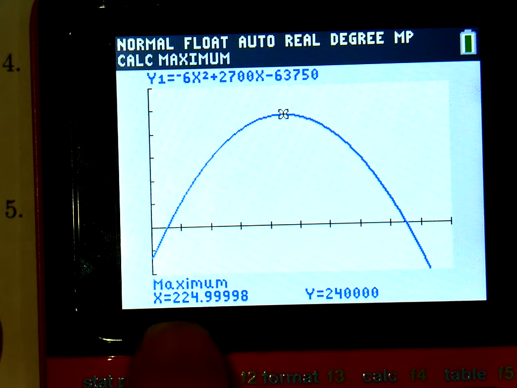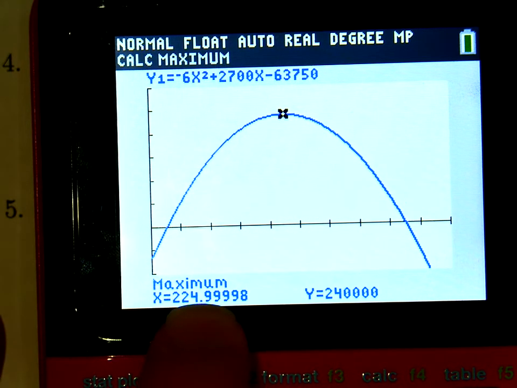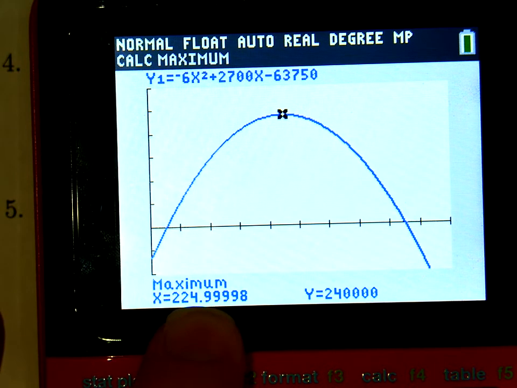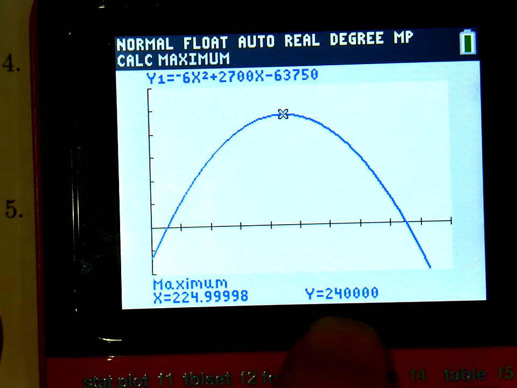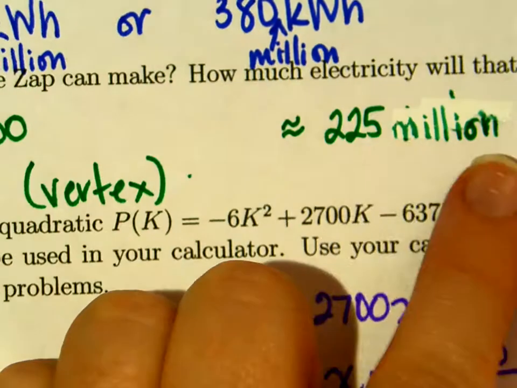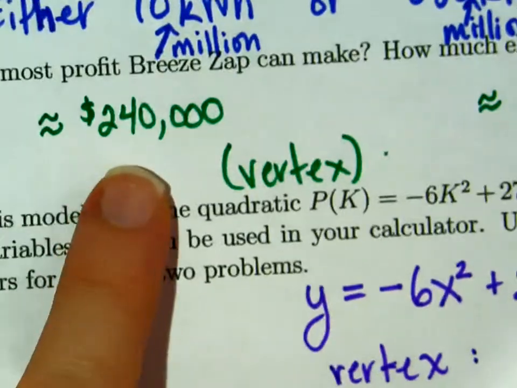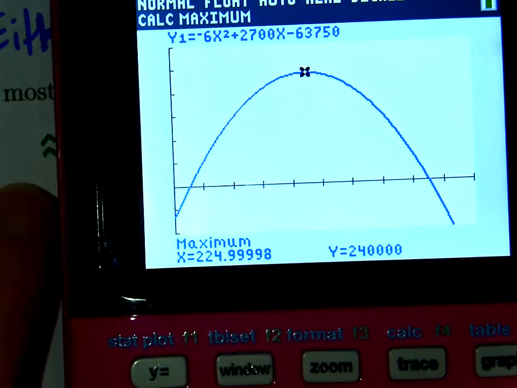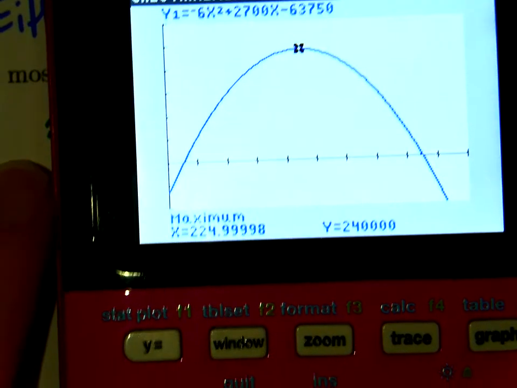Ooh, look at that. Round that to 225 millions of kilowatt hours and $240,000 of profit. That is precisely what we guessed based on just looking at the curve. Wow, what a good guess we had. And then I'm going to do this again.